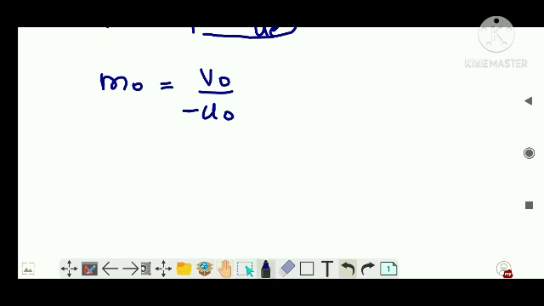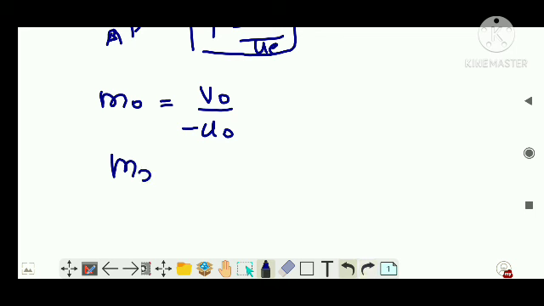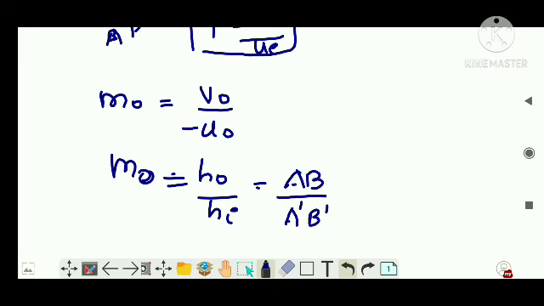Now in place of V0, I know the magnification can also be written as H0 by H. I will write it below. In place of magnification of the objective lens, I can even write it as height of image by height of object. That is, the height of the object is AB and the height of the image for the objective lens is A dash B dash. So I can write here A dash B dash by AB.